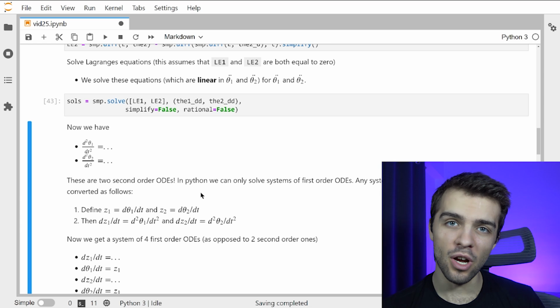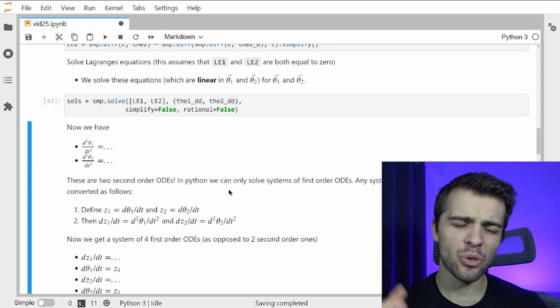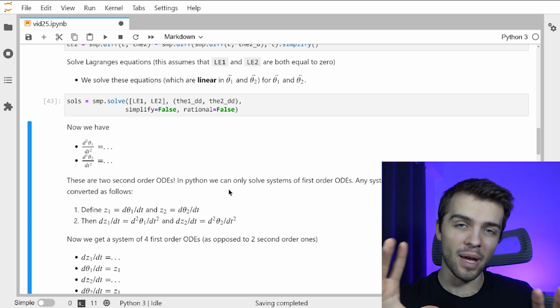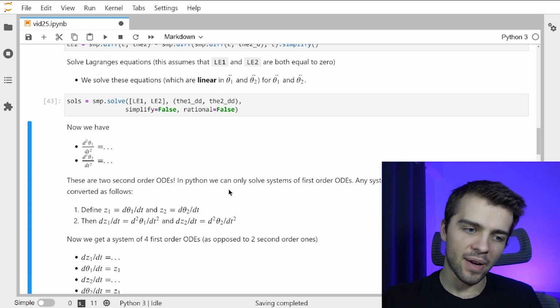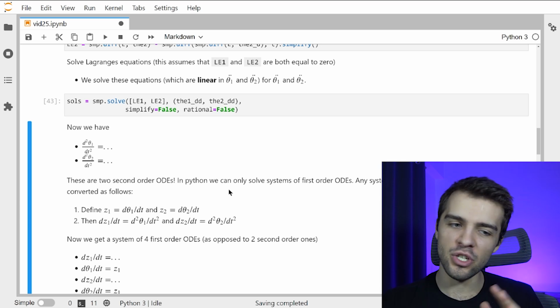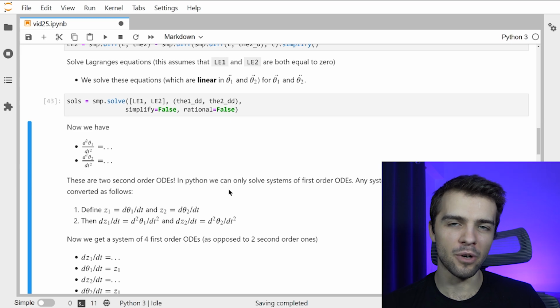So in Python, we can solve systems of second order ODEs, right? And so I went through this in my pendulum video in a lot of depth, where I solved the double pendulum in Python. And I talked about how for ODEs in Python, you have to split them up into systems of first order ODEs. So if this is your introduction to all this, I suggest watching that double pendulum video.